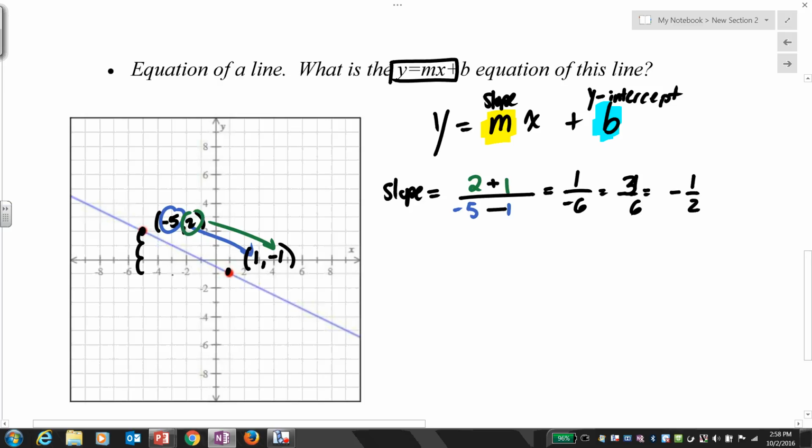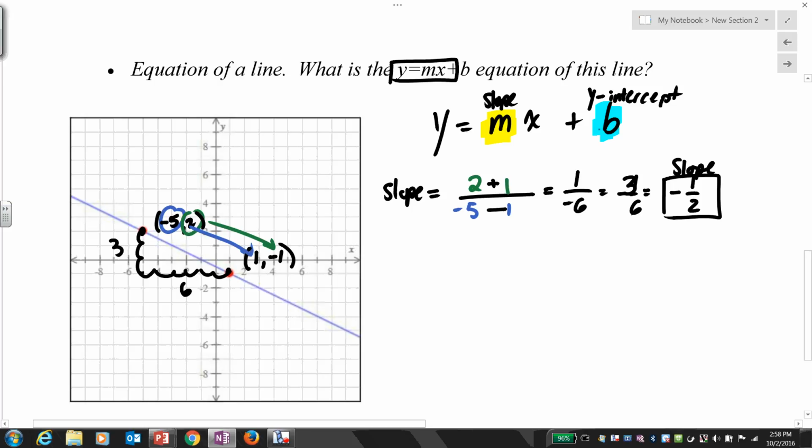1, 2, 3, 4, 5, 6. That's 3 over 6. Yep, negative. So it's negative 1/2. So there is our slope. Bunny hop it or use your slope equation.